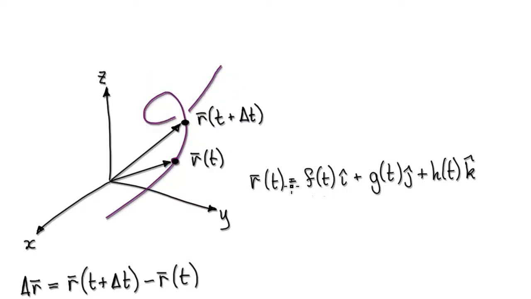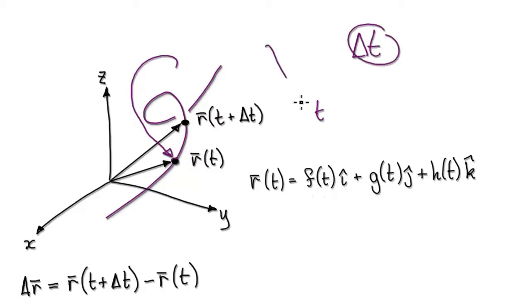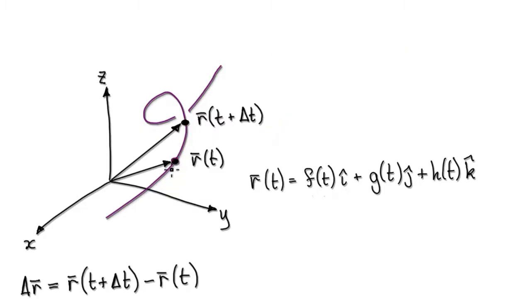So let's say the particle is currently at time t, the particle is right here. And then after a certain amount of time, delta t, the particle will be right here. So the change, delta r, would be this vector here, from here to here. How would you represent this vector?